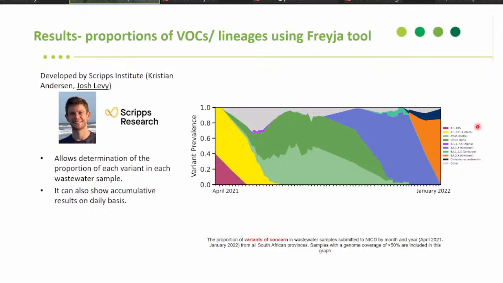So in this graph, you can see the colors here. For example, this yellow here is an indication of the variant B.1.351, which is the Beta variant. And that was during the time when the Beta variant was circulating in the country.